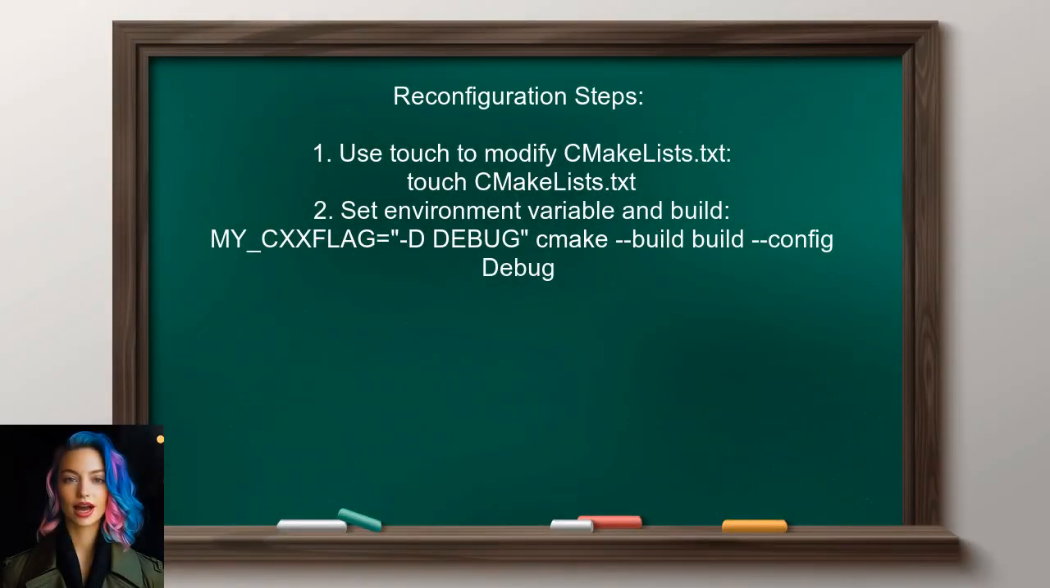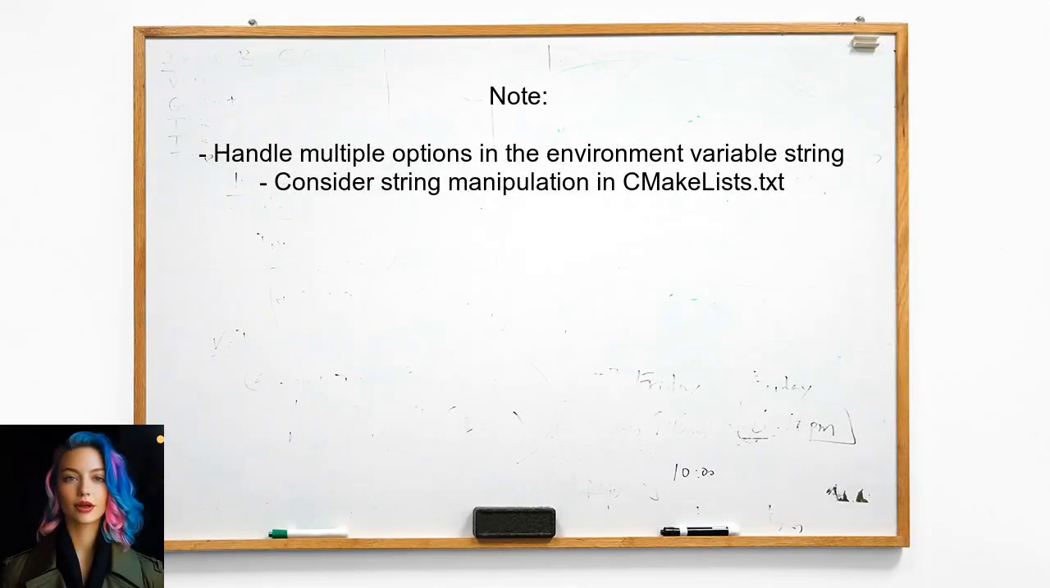However, it's important to note that the $ENV operator only reads values during the configuration stage. To trigger a reconfiguration, the user suggests using the touch command on CMakeLists.txt, followed by setting the environment variable and running the build command. They also mention that handling multiple options in the environment variable string may require some additional string manipulation in CMakeLists.txt.